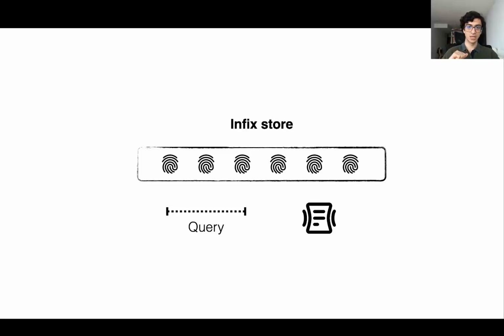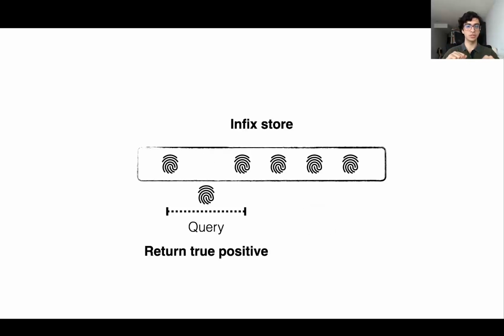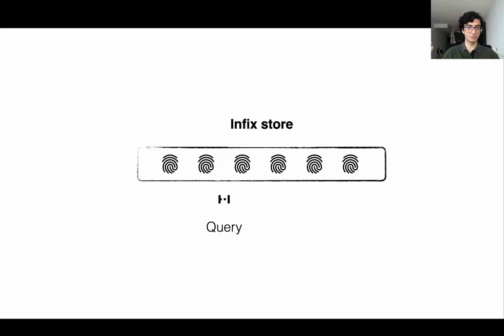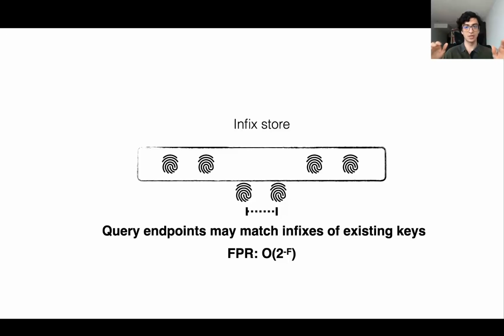In particular, if we find an infix that is strictly in between the endpoints, we can actually return a true positive. The reason for the answer being a true positive is that, well, the infixes were order preserving. So if we find an infix that is strictly in between the endpoints, the original key must also have been strictly in between the query endpoints. So the answer must be a true positive. If we don't find any infix that overlaps with the query range, then we get a true negative. So this means that we can actually only get a false positive when the endpoints happen to exactly match some infix in our infix store.